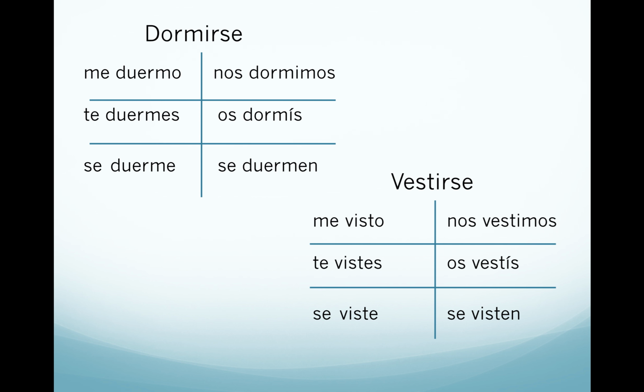Dormir, of course, O to UE, duermo, duermes, duerme, making it reflexive. Me duermo, te duermes, se duerme. Vestirse is E to I. This one's tricky for students. A lot of people forget it. Me visto instead of vesto. Visto, vistes, viste, vestimos, vestís, and visten. With the me visto, te vistes, se viste. All of those reflexive pronouns need to be out front.